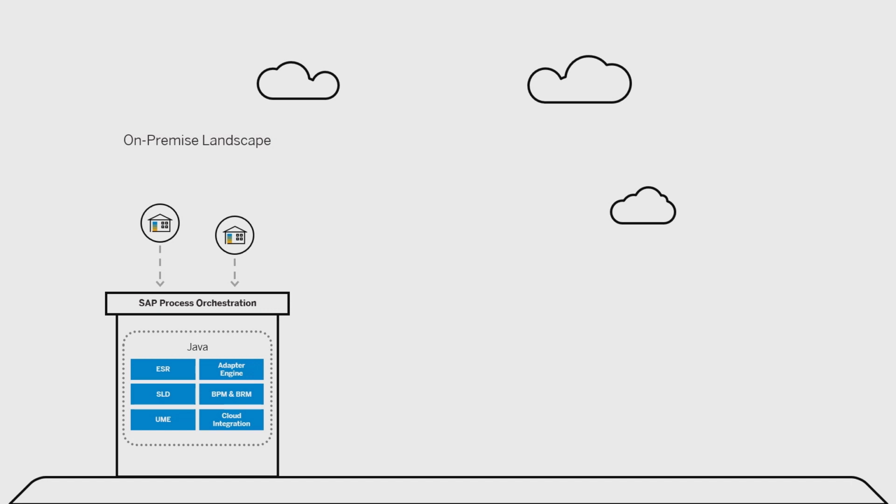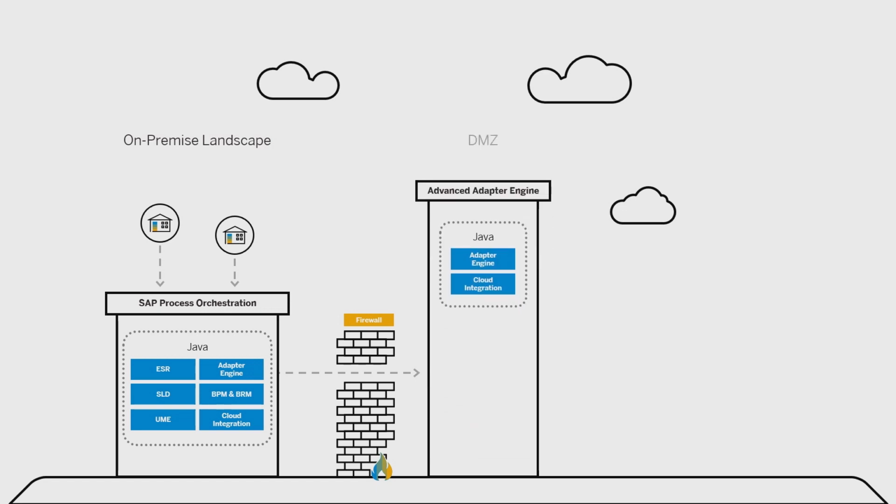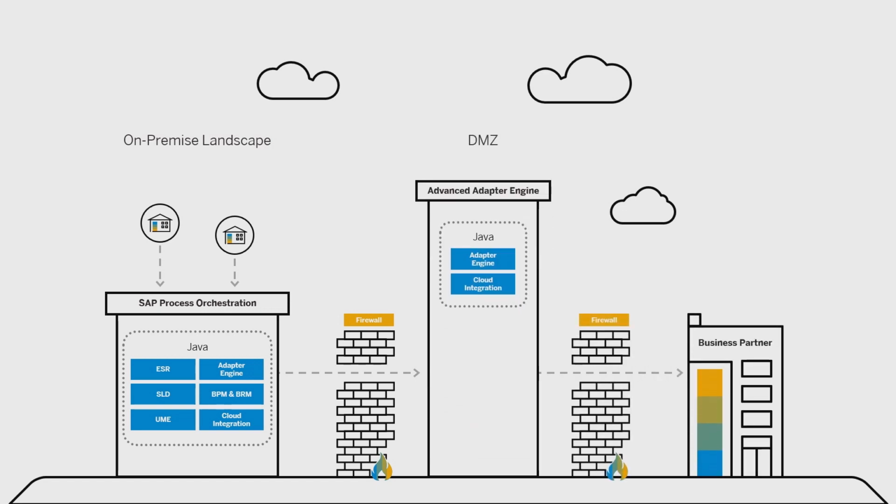A very common landscape setup for business-to-business scenarios where you communicate with systems outside of your network is deploying a non-central adapter engine within the demilitarized zone, enforcing network isolation.